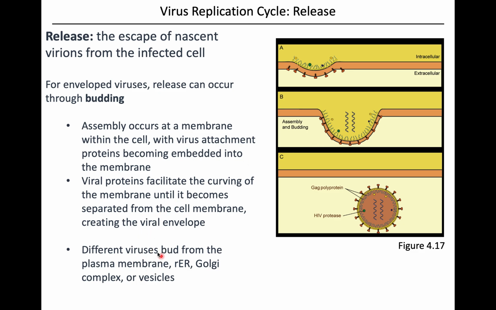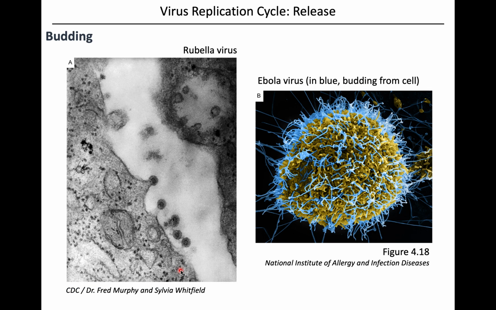Sometimes budding will actually happen inside the cell, so it could happen in the plasma membrane, but we'll see some examples where we get viruses that actually bud through membranes inside the cell, through the rough ER, through the Golgi, for example. And you can see a couple of images here. This is rubella virus budding off of an infected cell. On the right here, we've got Ebola virus, which has been colored blue, budding out of an infected cell. And you can see there's just an astounding amount of virus budding from a single cell.